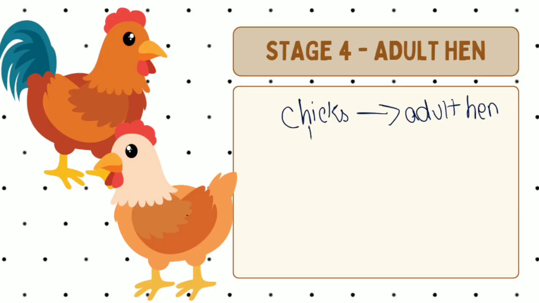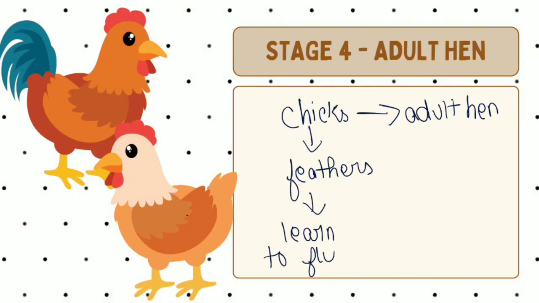These chicks have feathers, then learn to fly. Then it becomes an adult hen. These chicks will grow stage by stage, have feathers, learn to fly, then become an adult hen. It becomes a big hen.